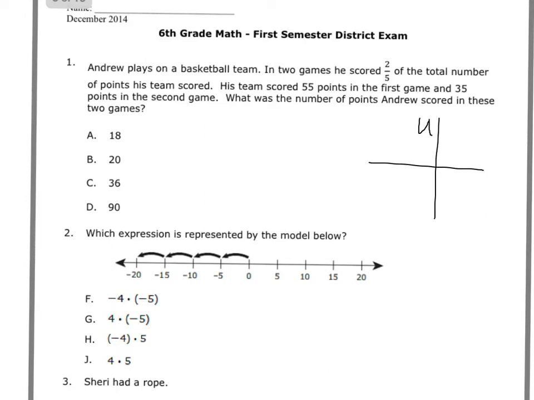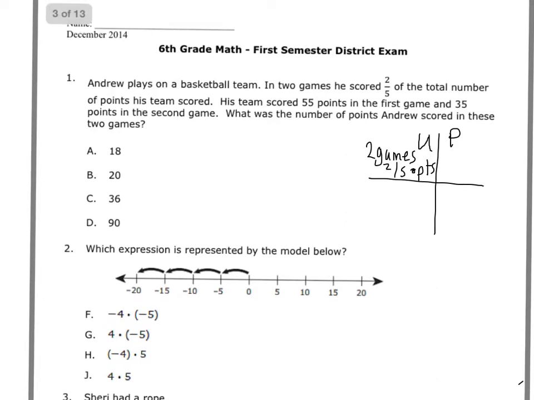So the up-C would be 2 games, and he scored 2/5 of the points. You see how I just put a multiplication sign there? Because it's "of." Okay, the P stands for plan. We're going to make a plan. So first we're going to add the total number of points for each game. So we're going to add, and then we're going to multiply 2/5 times that total. So there's my plan.